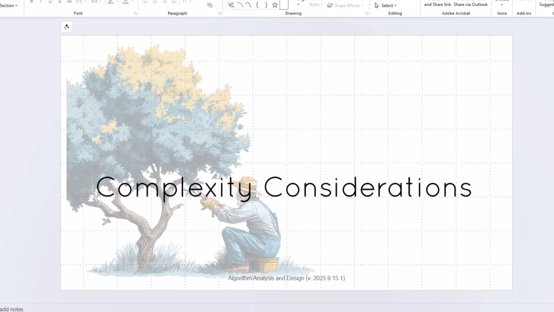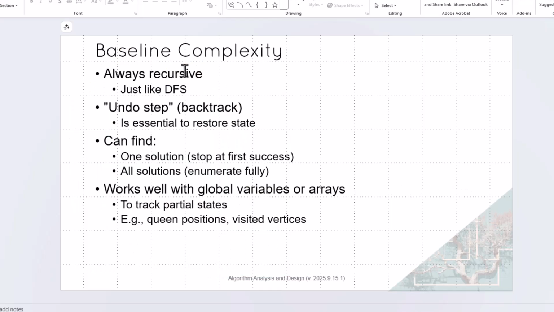All right, alrighty. Let's look at the complexity. Baseline complexity: again, always recursive, just like DFS, with an undo step.